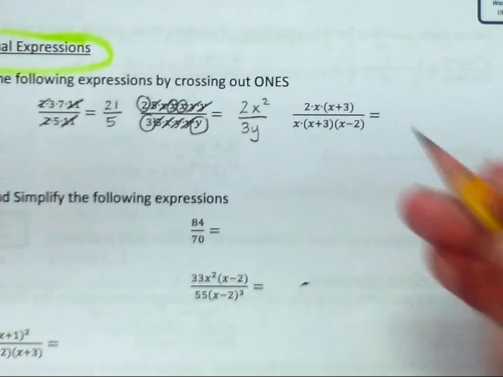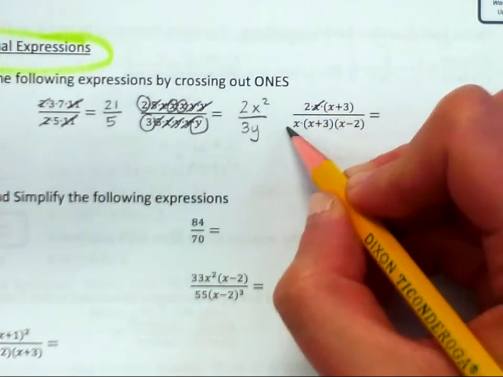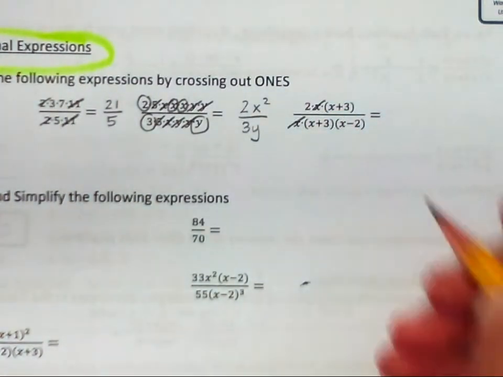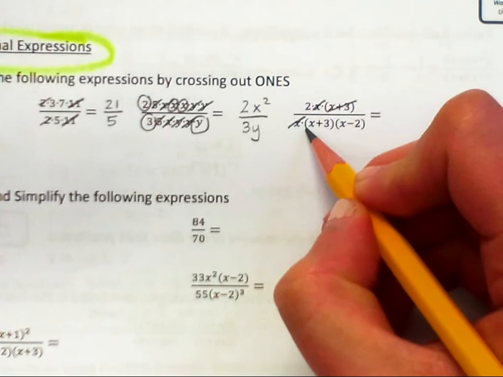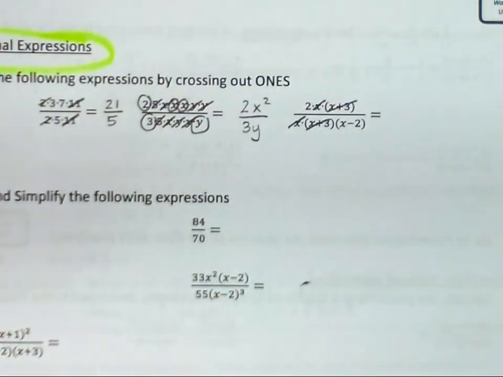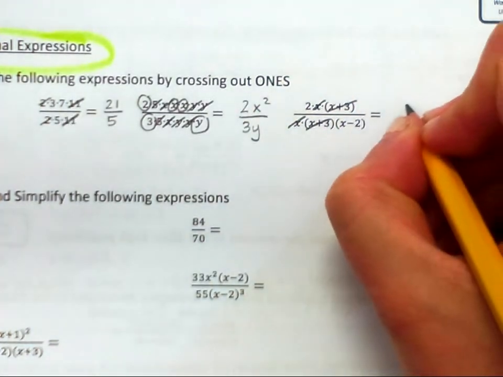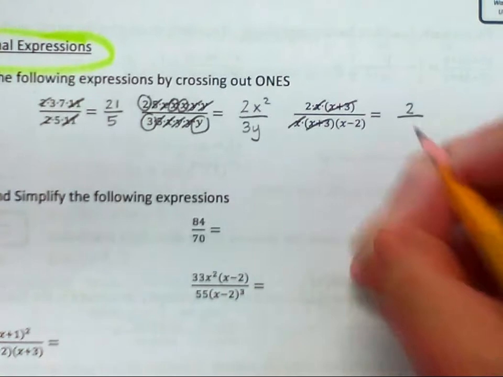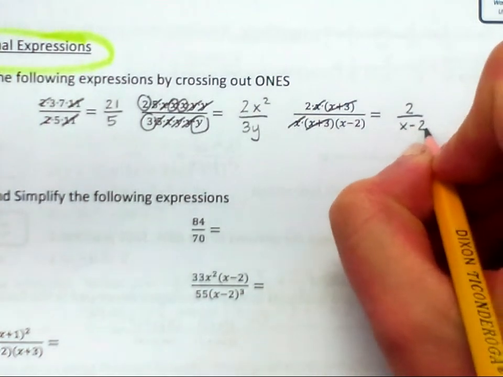Okay, here, this x and this x can be canceled. This x plus 3 and x plus 3 can be canceled. And that's it, which leaves a factor of 2 in the top and a factor of x minus 2 in the bottom.